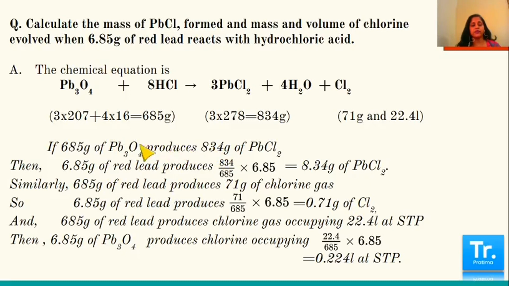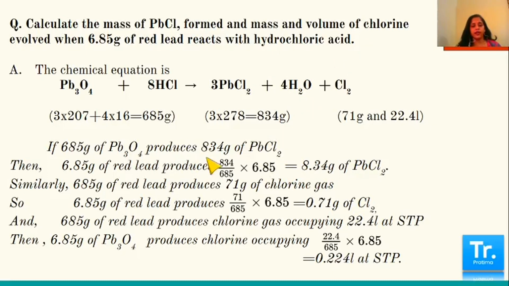It will be 834 by 685 into 6.85. The answer is 8.34 gram of PbCl2. This calculation is again the unitary method. I will tell you how. 685 gram of red lead produces 834 gram of PbCl2. Where did I get it from? The equation directly. So 1 gram of red lead will produce 834 by 685. Therefore 6.85 gram of red lead will produce 834 by 685 into 6.85, that is 8.34 gram of PbCl2.